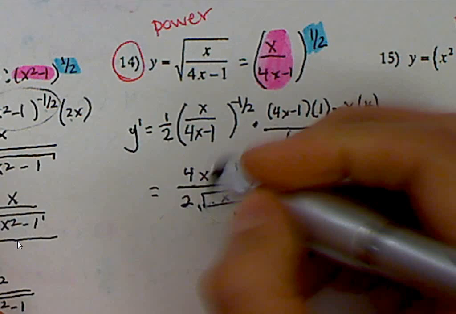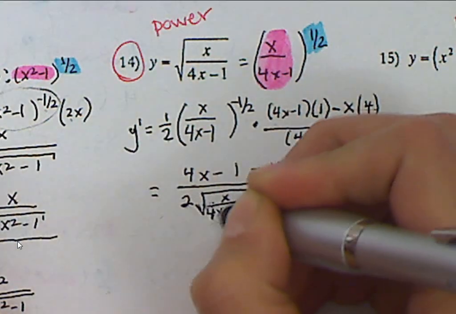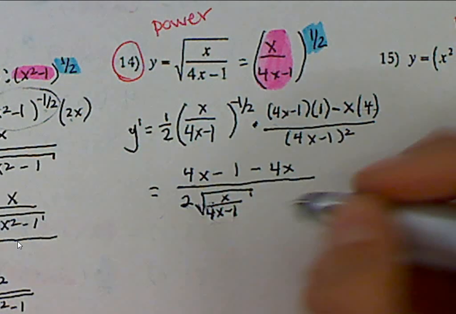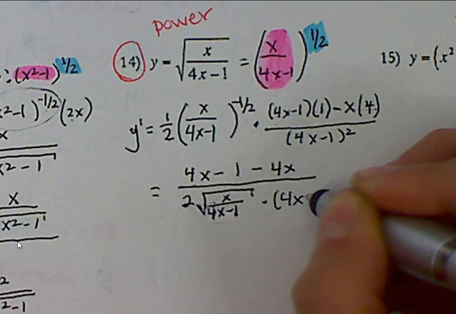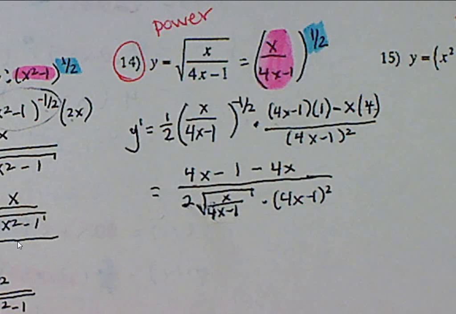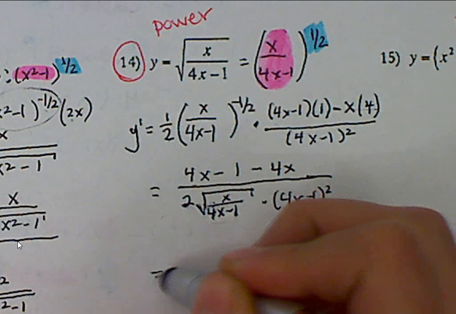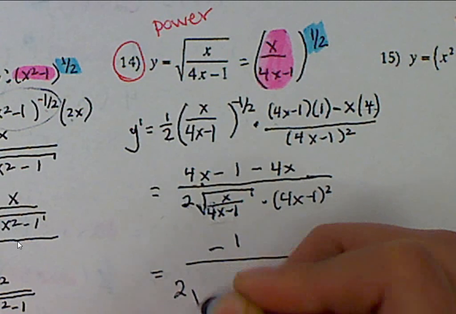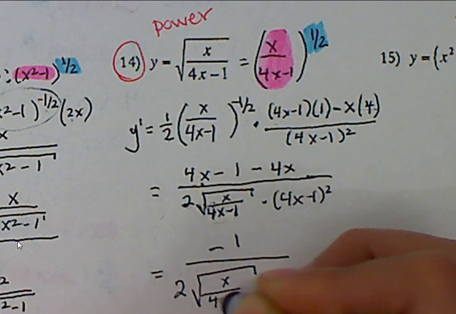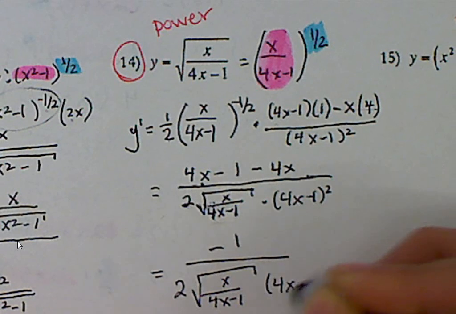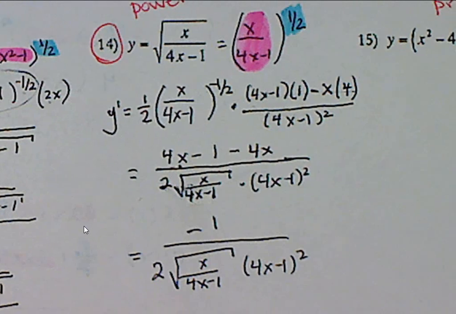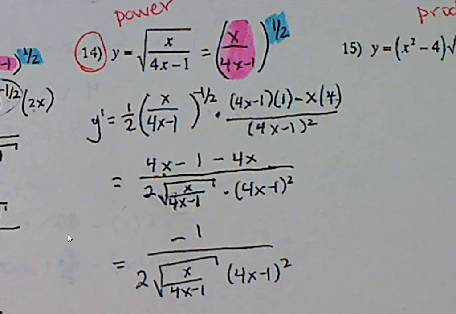So this is the square root of 4x minus 1. There we go. And then this term is still in the denominator, so times 4x minus 1 squared, like that. The numerator is the only thing that I want to simplify. My 4x's cancel out. So this final answer is negative 1 over 2 times the square root of x over 4x minus 1 times 4x minus 1 squared. That's all we need to do. So there's that power rule with the chain rule.